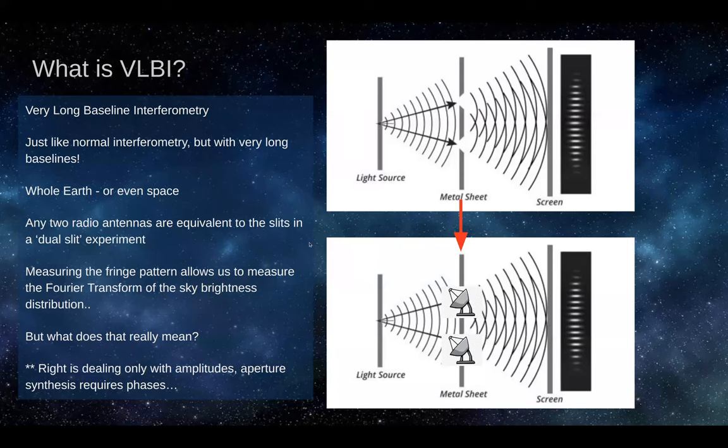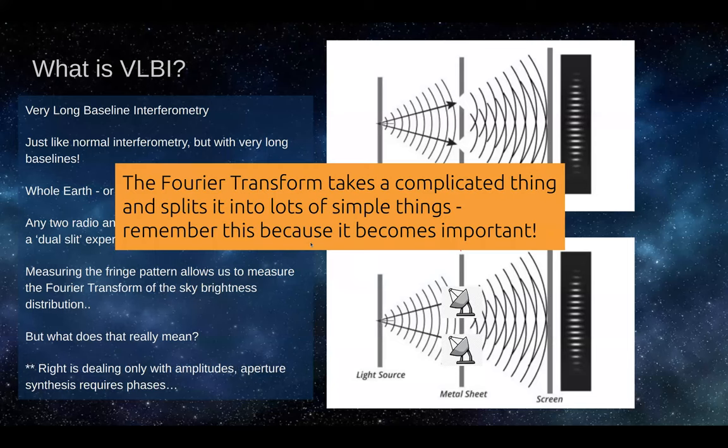Okay, so let's move on. So what does that really mean about taking the Fourier transform? Well, in some sense, the Fourier transform is taking a complicated thing and splitting it into lots of simple things. And I should give credit to a quasi student of mine, David Fernandez Gill, who came up with that explanation of the Fourier transform. But I like that sort of explanation because it becomes useful later when we're trying to understand exactly what we're doing in VLBI.